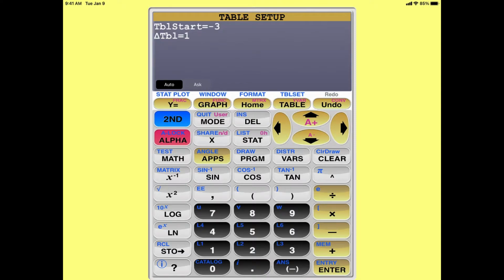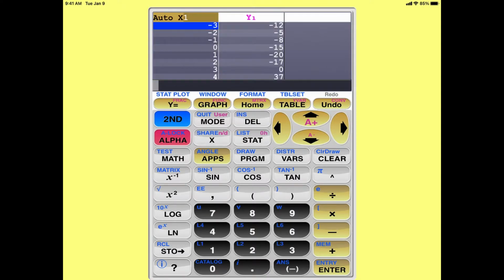Step number 6, we're going to press table. And here's a good thing. Do you guys see what we put in? X equals -3. It's already putting in the values for us and getting us an answer. So you see we have -12, -5, -8. And there's the one I want where it says y1 is 0. That's the remainder of 0. So that means x equals 3 is where it crosses the x-axis.